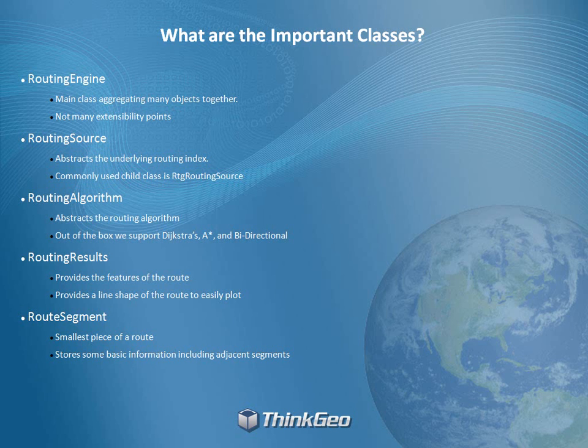You could actually have it in a database or a different kind of flat file structure. The next one is routing algorithm, and this abstracts the actual algorithm itself. Out of the box, we have a couple different classes that inherit from routing algorithm. Ones that support Dijkstra's, graph, A-star, and bidirectional algorithms, and it's really straightforward to be able to add your own to that.